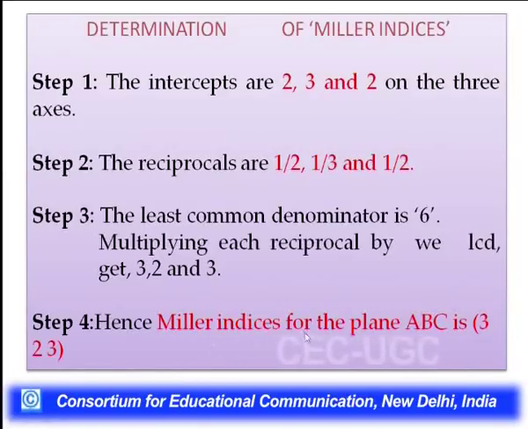And now finally we get the Miller indices in the form of 3, 2, 3. 3 is the H value, 2 is the K, and 3 is the L value. It means for the intercepts 2, 3, 2, we have the HKL values 3, 2, 3.